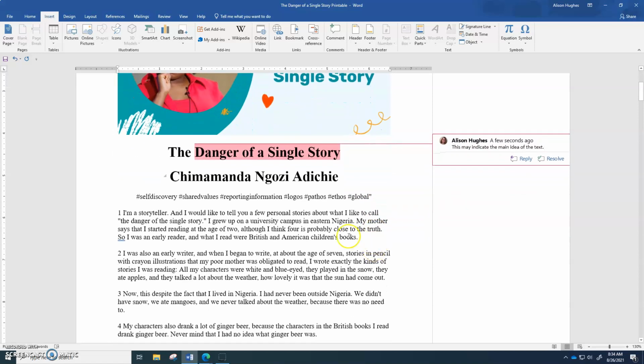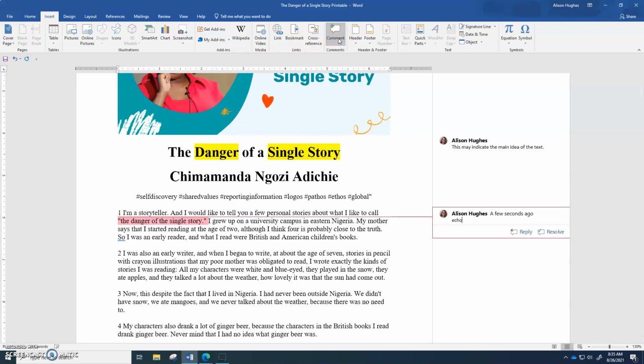So then I'm going to begin reading. I've already read this through once. "I'm a storyteller, and I'd like to tell you a few personal stories about what I like to call, quote, the danger of the single story." So right away, I can see that this is going to echo the title. So this definitely has to be something to do with the main idea.